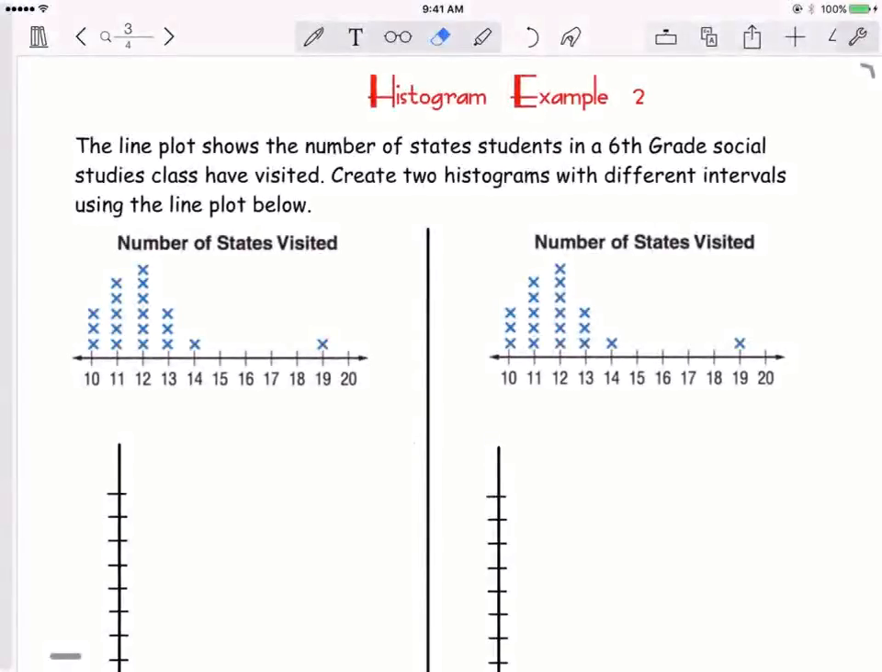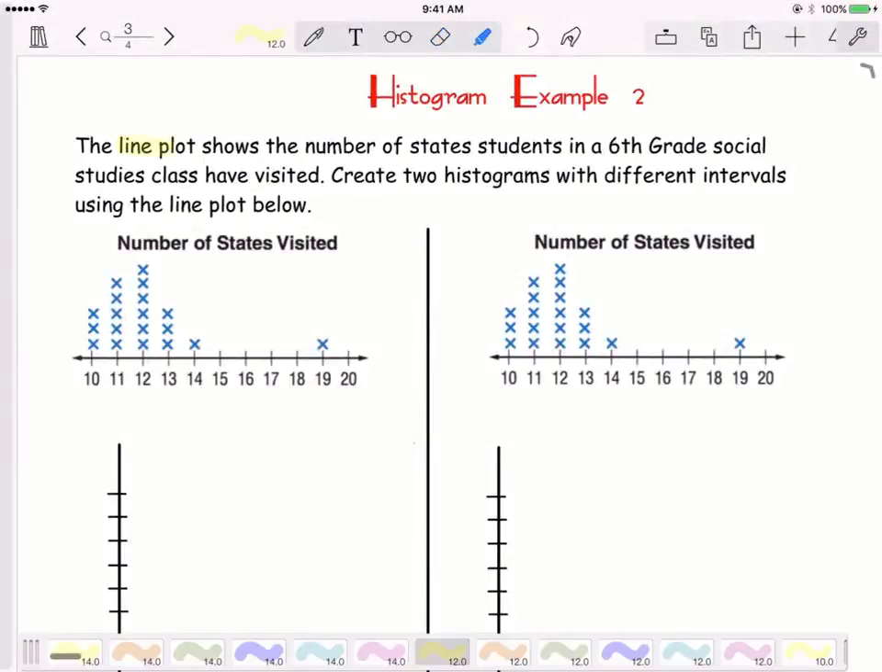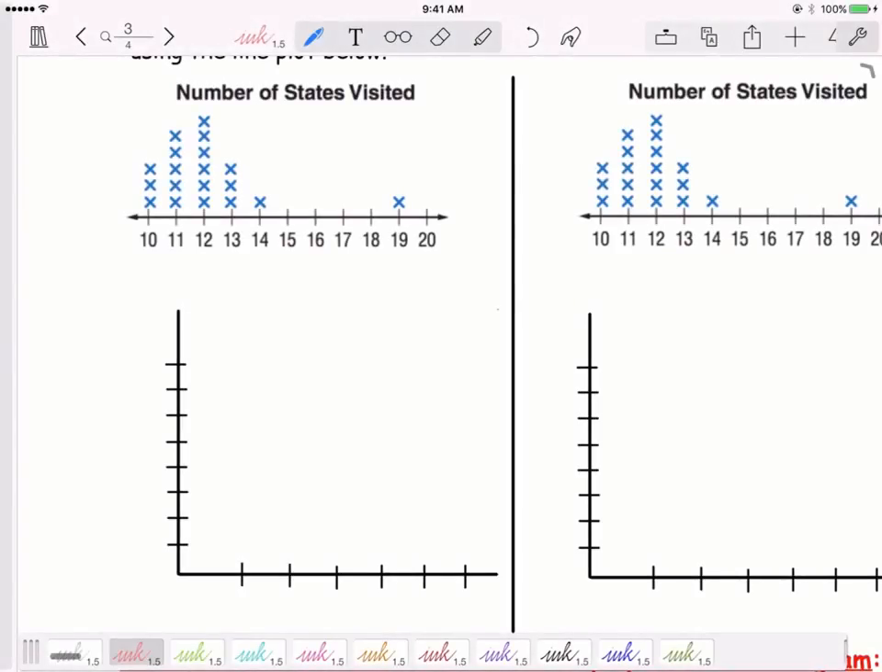For example 2, it says the line plot shows the number of states students in the 6th grade social studies class have visited. Create 2 histograms with different intervals using the line plot below. Now let's first try to group them into intervals of 3s and see how the histogram looks.